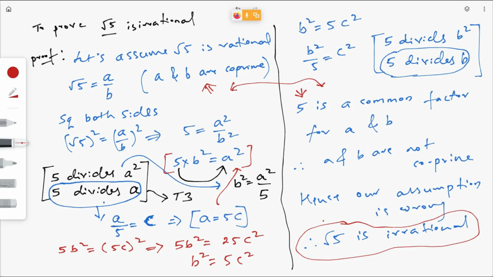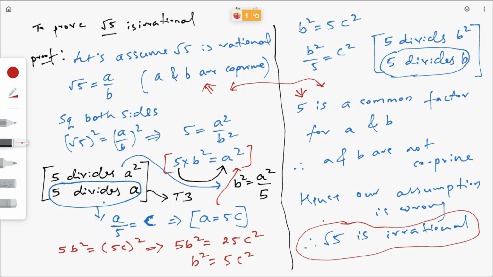So are 10 and 15 co-prime numbers? Yes or no? No, sir. 10 and 15 are not co-prime numbers. So that contradicts. That is a contradiction. Similarly here, 5 is a common factor of a and b, which is not possible because a and b are co-prime numbers.